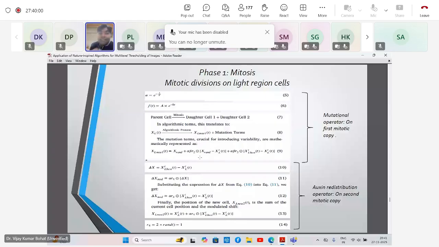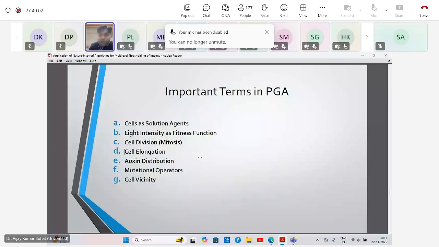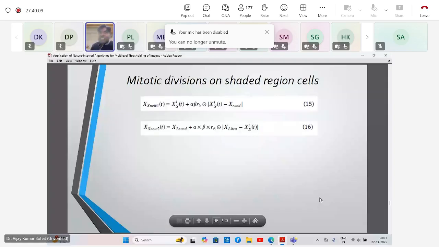Second, we have mitotic division on shaded region cells. For the shaded region cells, the equations are not as complicated as for the light region cells. The light region cells are good. They show more phenomena as compared to shaded region cells, because for getting more and more light, those cells have auxin distribution. They have mutations. Shaded region cells don't have much movement.